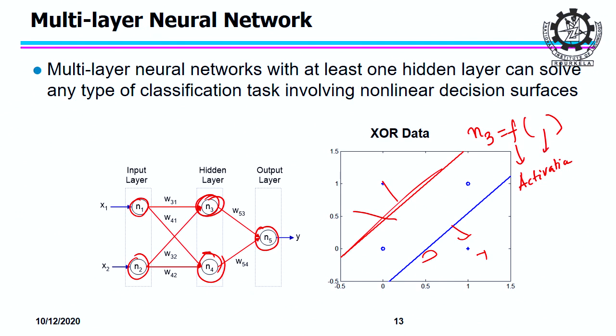And what is inside? Inside is a summation over the inputs. The inputs are coming from nodes n1 and n2, along with the weights. So, it is the summation of W31 times n1 plus W32 times n2. Please note how these weights are indexed. This 3 indicates node number 3, and the 1 indicates the node from the previous layer from which it is coming. Therefore, 31.